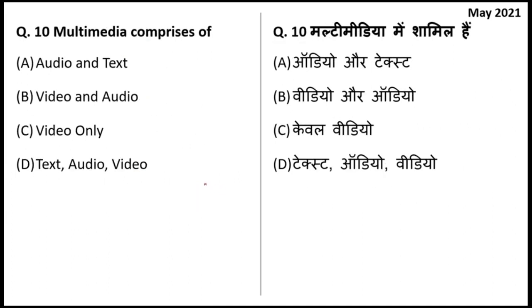Multimedia comprises of. So what does a multimedia comprise of? Audio, text, video, audio, video only, or text, audio, video. So a multimedia comprises of all these things. Multi means many and media means the medium of communication. So if you are using multiple mediums of communication, text also, audio also, video also, if you are combining multiple mediums, it is called multimedia. For example, PowerPoint slides are a very good example of multimedia.